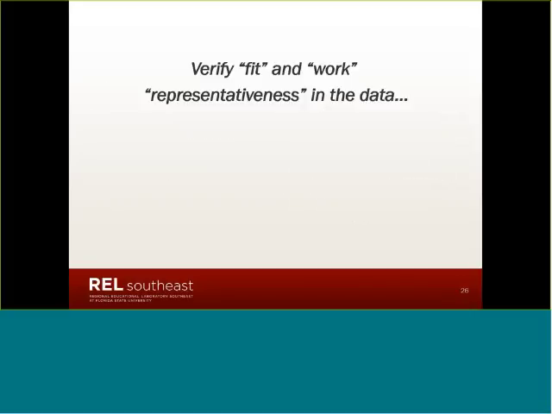Verifying fit and work. What is discovered during analysis must be verified by going back to the data and examining the extent to which the emergent analysis really fits the program and what's being observed. By fit, we're saying that the categories must be readily, not forcibly, applicable to and indicated by the data. By work, we mean that they must be meaningfully relevant and able to explain the behavior under study. Essentially, what your findings are saying should be a true representation of all the overall data that's present.